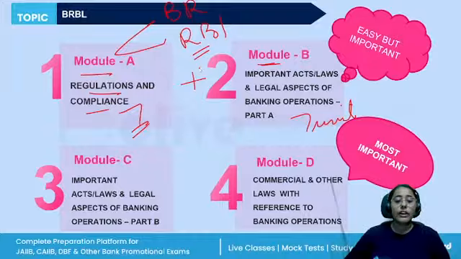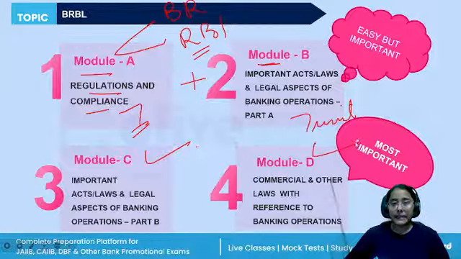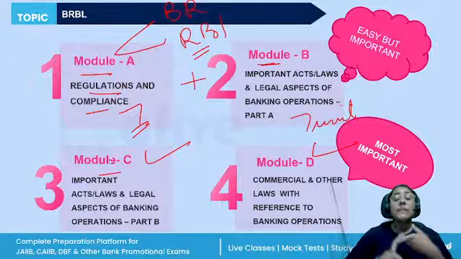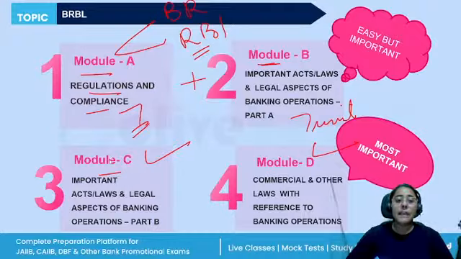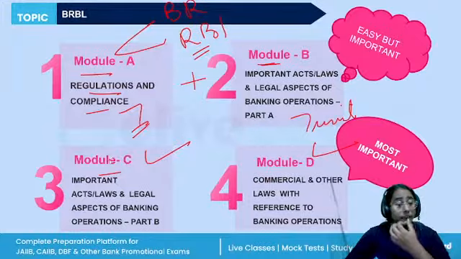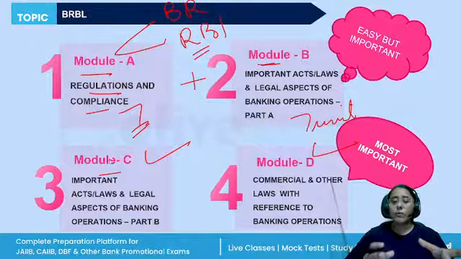The tougher modules are Module C and D. C, important acts and laws related to the banking operations. So we'll be studying about the recovery of loans. So how does the SARFAESI Act work? How does the IBC code work? Then the RDB Act. Apart from that, how are we going to study about the Lok Adalats under the Legal Services Authorities Act? These acts are there in Module C.